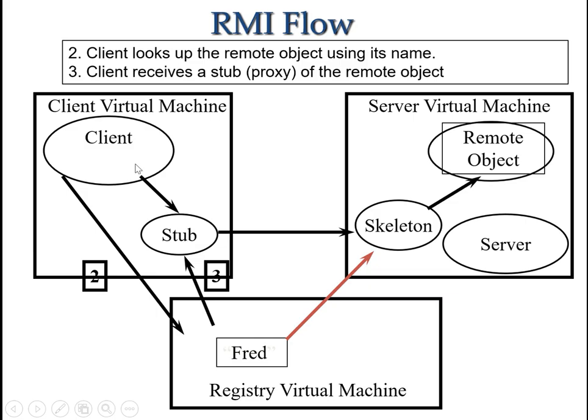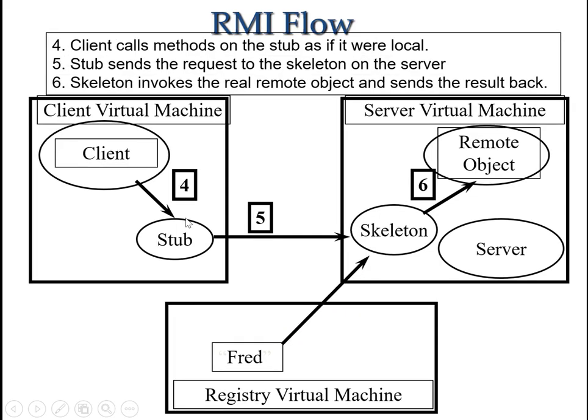And then after, the client calls a method. The client calls a method, and the stub sends a message to the server, and the server runs the method and sends the result back to the stub, and the stub returns the result to the client. So this is the actual flow of the RMI. Okay, so that's it.